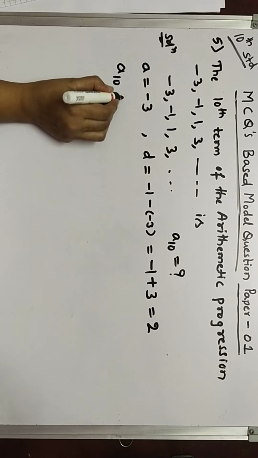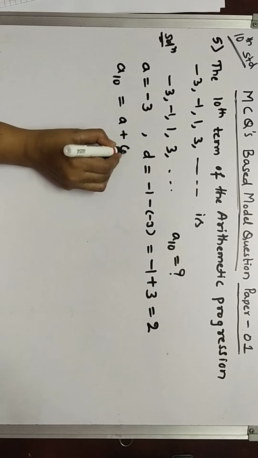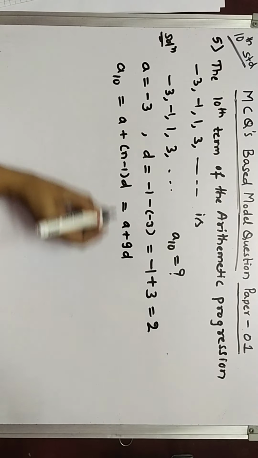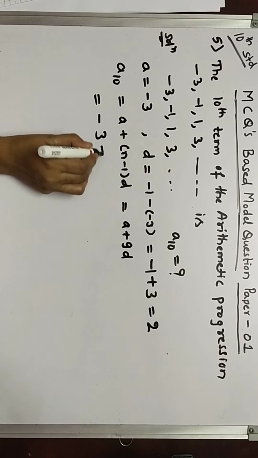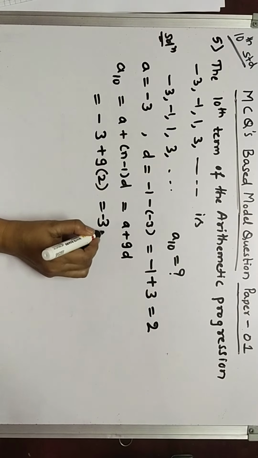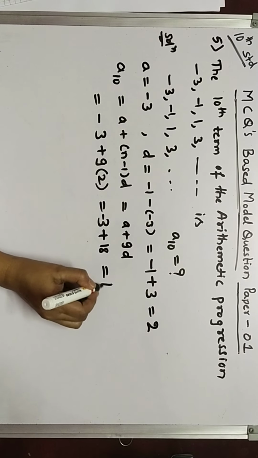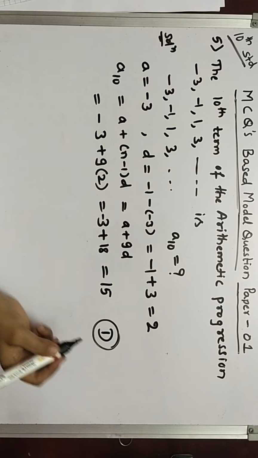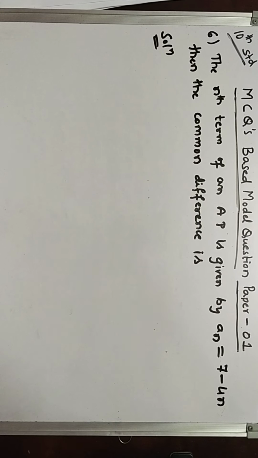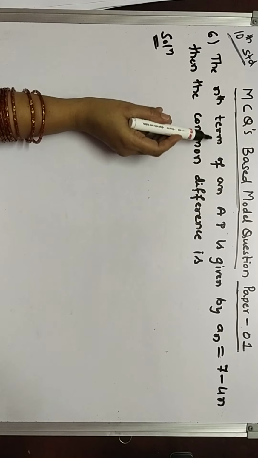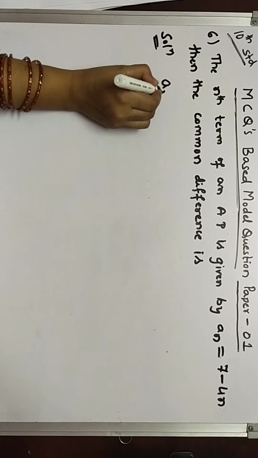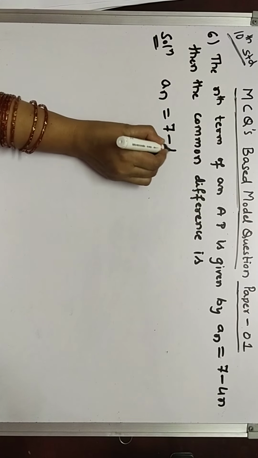So a10, what is the formula for that? So a plus n minus 1 into d, that is a plus 9d. So a is -3 plus 9, d is 2. So it is -3 plus 18 is equal to 15. So option D. Next question is sixth question. The nth term of an arithmetic progression is given by an is equal to 7 minus 4n.